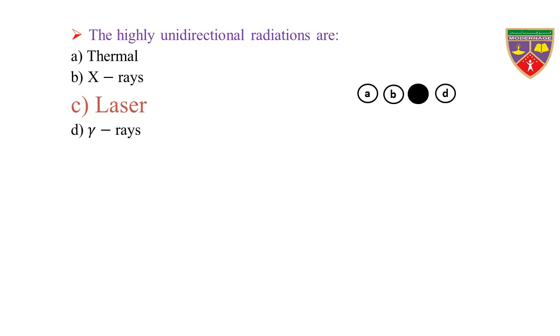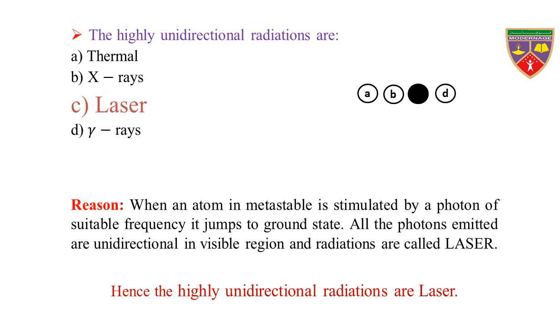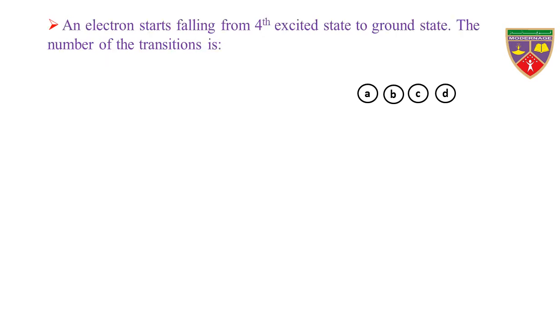The highly unidirectional radiations are: option A, thermal; option B, X-rays; option C, lasers; option D, gamma rays. The key is lasers. Therefore, the correct option is C. Reason: when an atom in metastable state is stimulated by a photon of suitable frequency, it jumps to ground state. All the photons emitted are unidirectional in the visible region, and the radiations are called lasers. Hence, the highly unidirectional radiations are lasers.